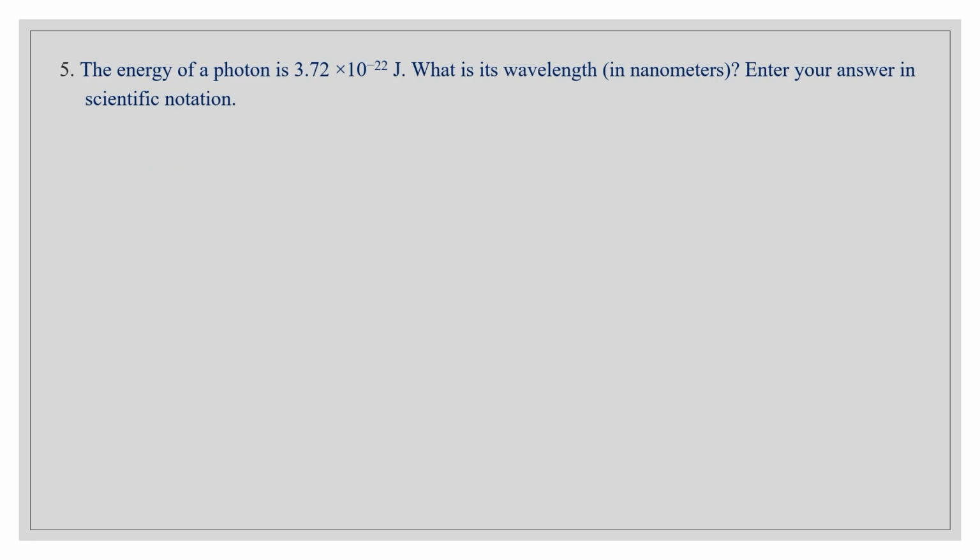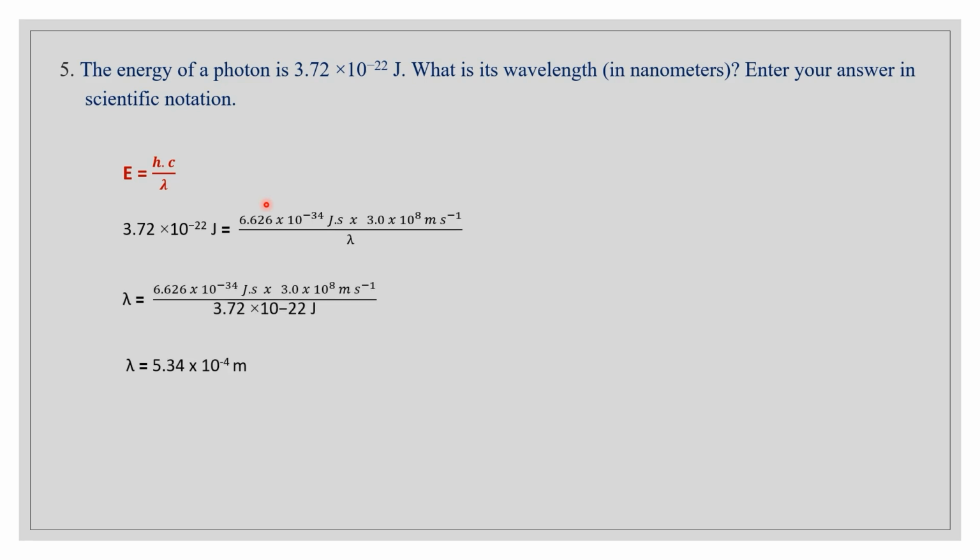Question number 5. The energy of the photon is given. Energy of the photon is 3.72 times 10 to the negative 22 joules. What is its wavelength in nanometers? You know this equation, energy is equal to h times c divided by lambda. H and c are constants, we know the values, and the energy value is given in the question. Then the only unknown is lambda. So let's apply the values and calculate lambda.